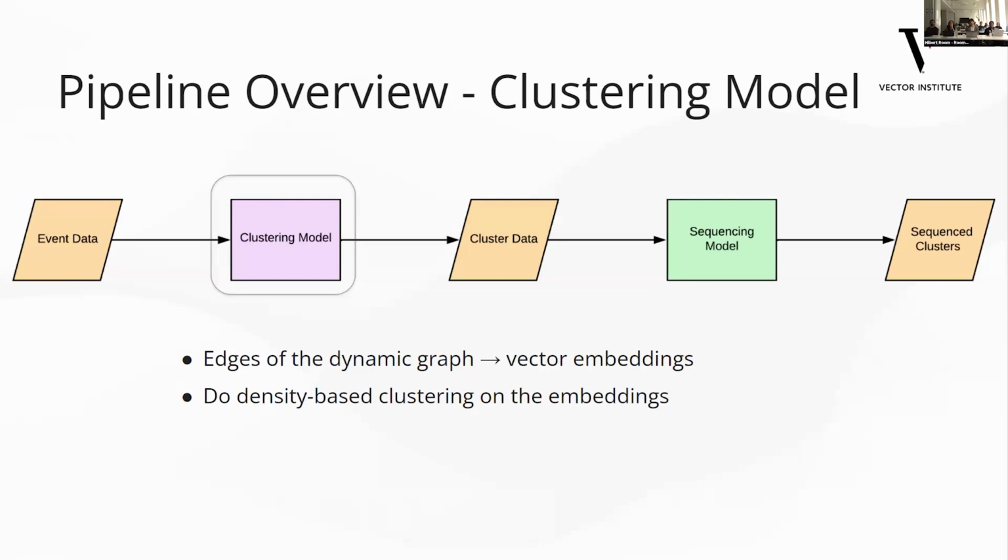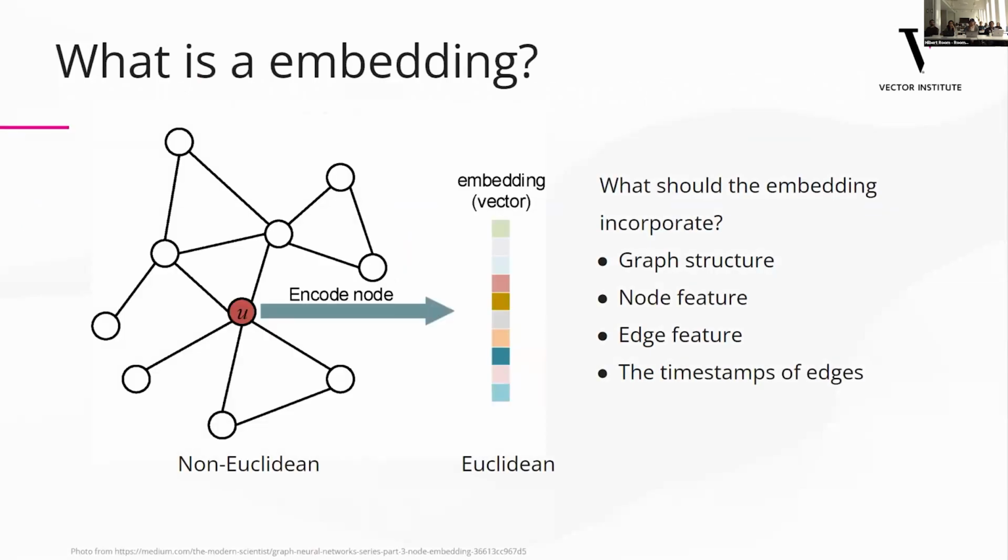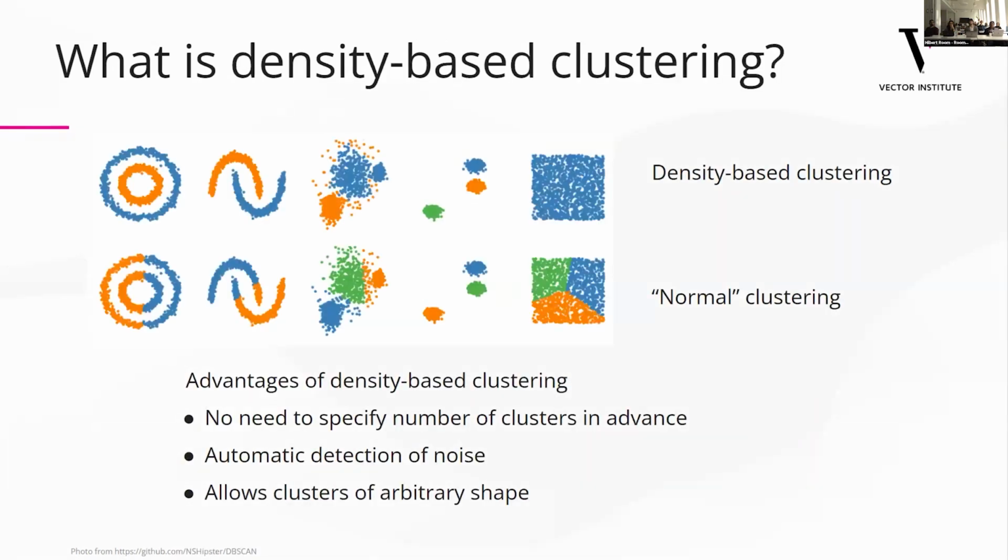To do this, we first turn the nodes and edges of this graph into vector embeddings, and then we do density-based clustering on the embeddings. When I say embedding, I just mean that we need to turn the graph structure into a numerical vector so that the downstream model can understand it. In this process, we need to take into account the graph structure, the node and edge features, as well as the timestamp of the edges, because it's a dynamic graph. And then we cluster on these points. A clustering is just when we have a bunch of points in the vector space, and we want to group together points that are close together.